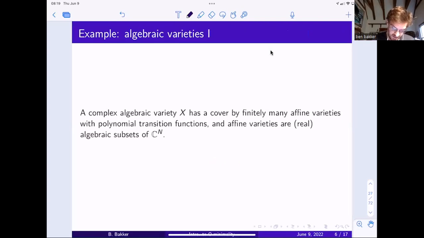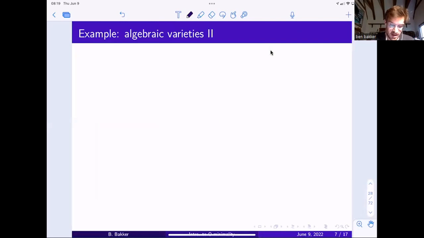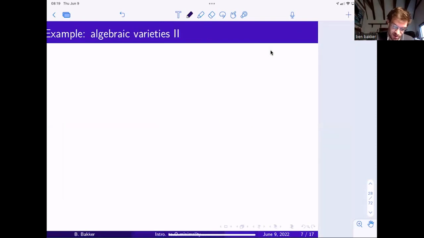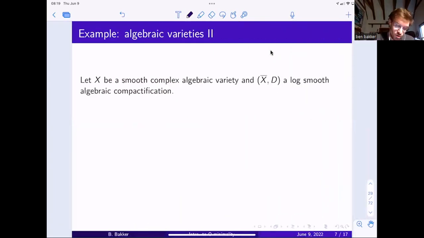Okay, so that's one example. Let's give algebraic varieties a second definable atlas that's very different, but will be useful for a bunch of applications. This is going to use the fact that any smooth algebraic variety is compactifiable. So start with a smooth complex algebraic variety. Take some log smooth algebraic compactification.